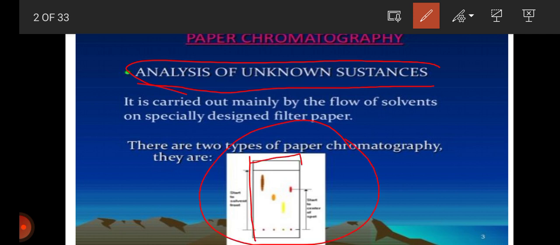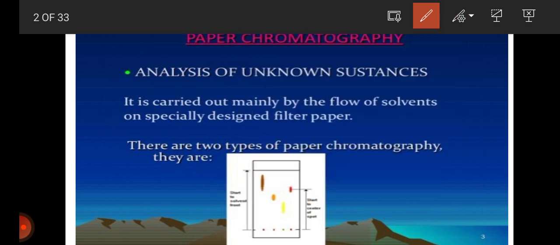So how will paper chromatography work? Here in the diagrammatic representation you can see there will be one rectangular paper, a specially designed paper that we mainly use for paper chromatography. We take a specially designed filter paper, and on this filter paper we make a flow of solvent. That means a solvent flow will be done. That is the main criterion of how paper chromatography works.